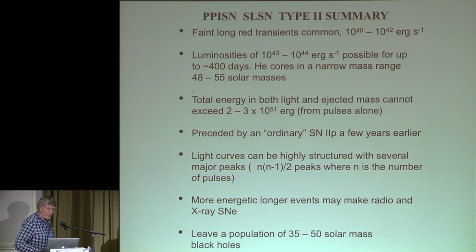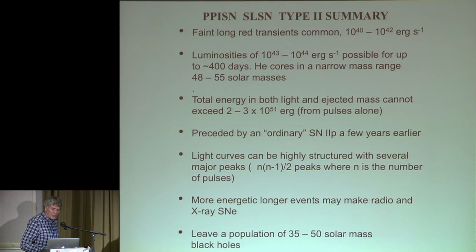So, faint, long red transients are common, at 10 to the 40 to 42 ergs per second. Luminosities go up to a few times 10 to the 43, but not more than 10 to the 44 ergs per second, which is possible from just colliding the shells. Total energy, kinetic plus light, is around 2 to 3 times 10 to the 51 ergs. In some cases, the ultraluminous ones are preceded by an ordinary supernova a few years before the bright supernova. That's something to look for.